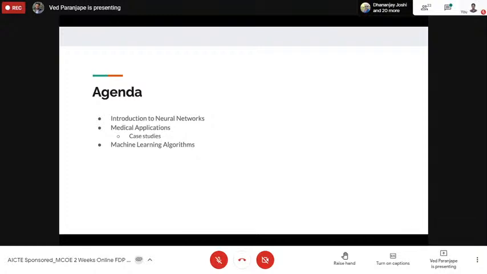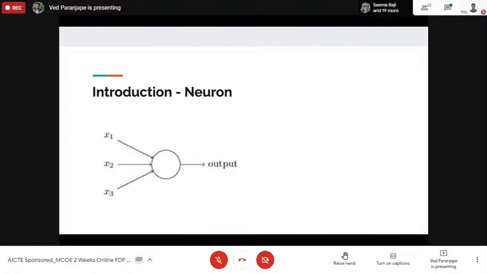So today's agenda is I'm going to introduce you to neural networks, which are the basic building blocks of machine learning and artificial intelligence. Then I will give a brief overview of some medical applications that AI has affected, like AI is applied to these fields in medicine. And I'll give you a few case studies also, which will help you understand how exactly machine learning is used in this field. I'll also give a brief overview of some basic machine learning algorithms. Okay, so let's get started.